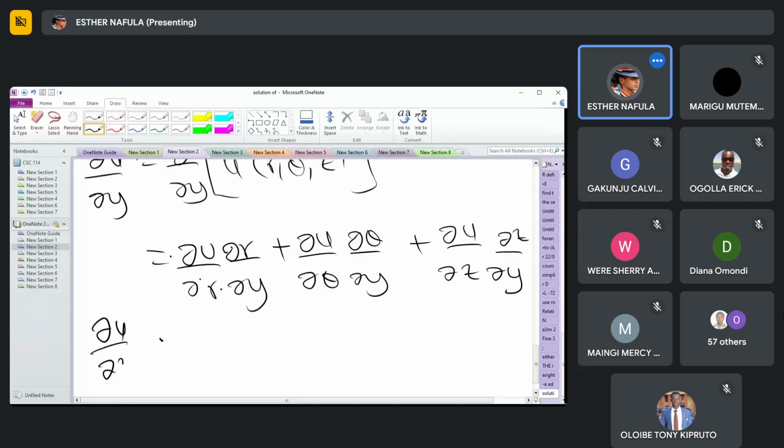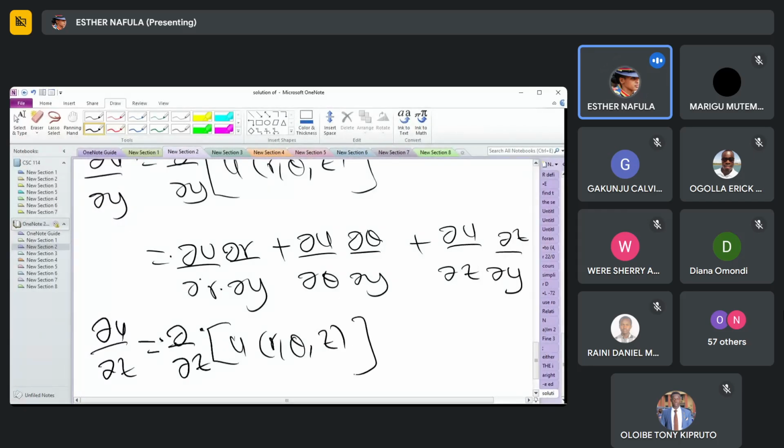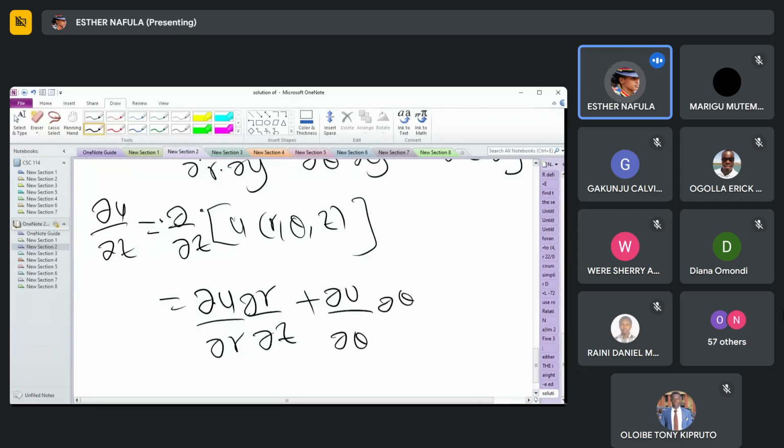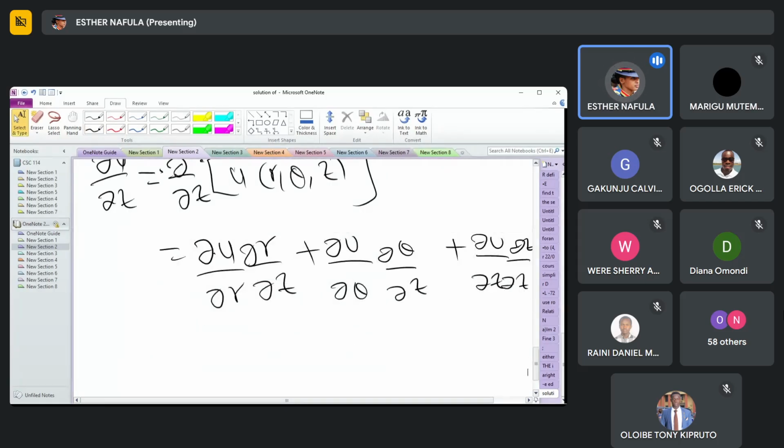Partial u partial z. Since z is equal to itself, it will just be the same thing as partial u partial z, but there's no harm in using chain rule. This is partial z of u, which is a function of r, theta, and z. This is equal to partial u partial r partial r partial z plus partial u partial theta partial theta partial z plus partial u partial z partial z partial z. So let's start with partial u partial x.